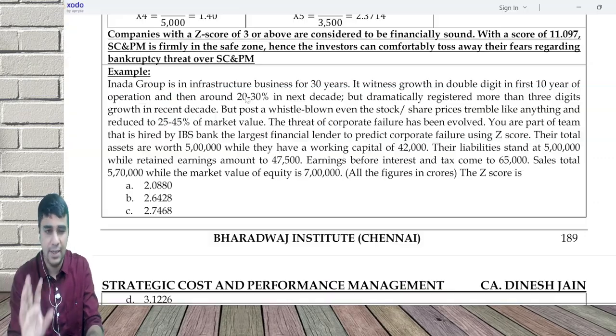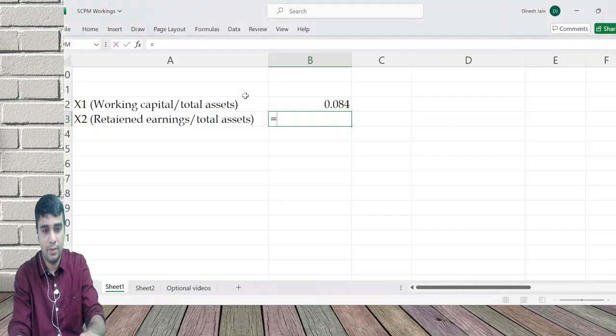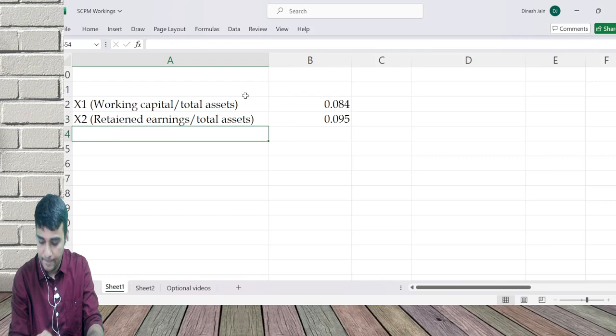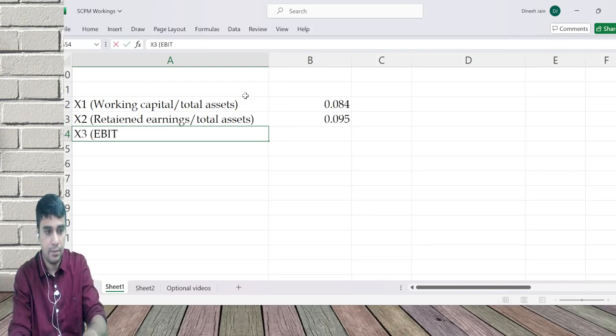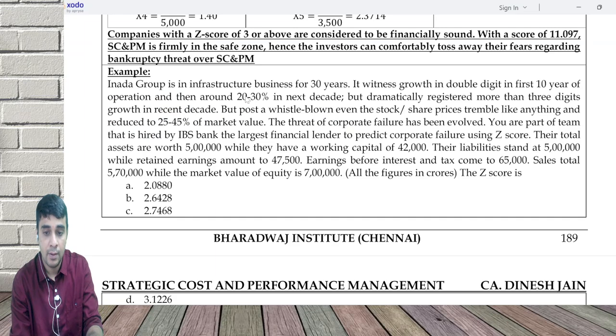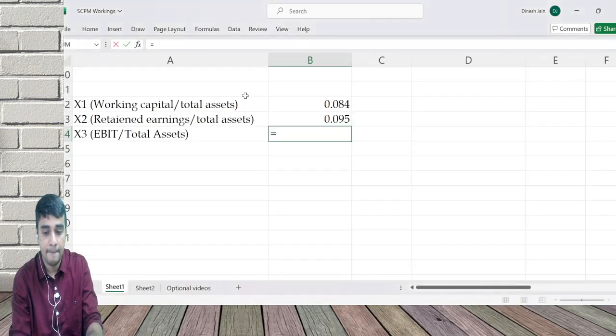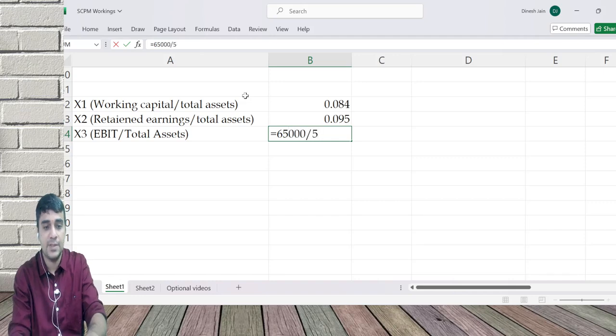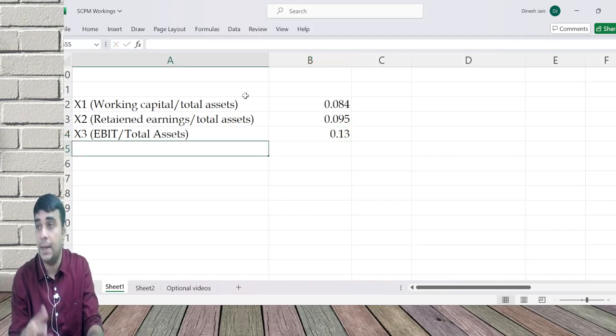I'll need an extra 10 minutes today. Please do the calculations. Some of these numbers can be negative also. EBIT can be negative, which can impact the result. It can be a negative number also.